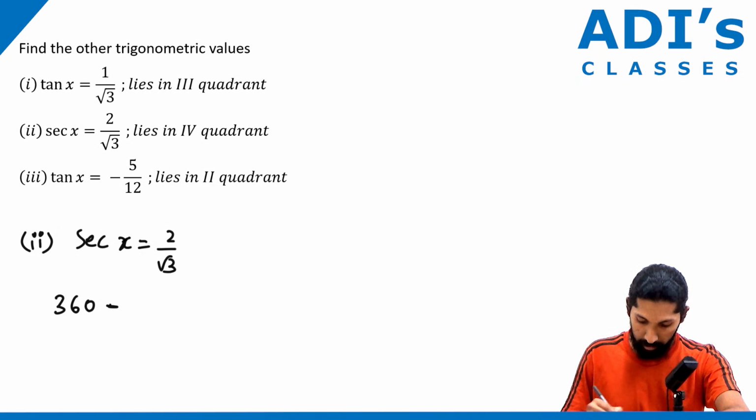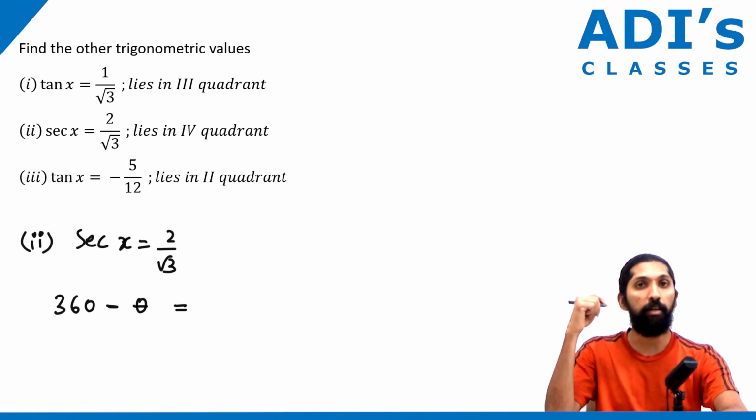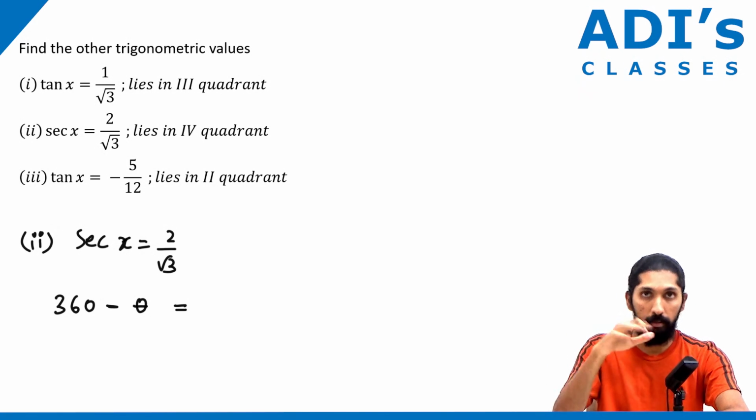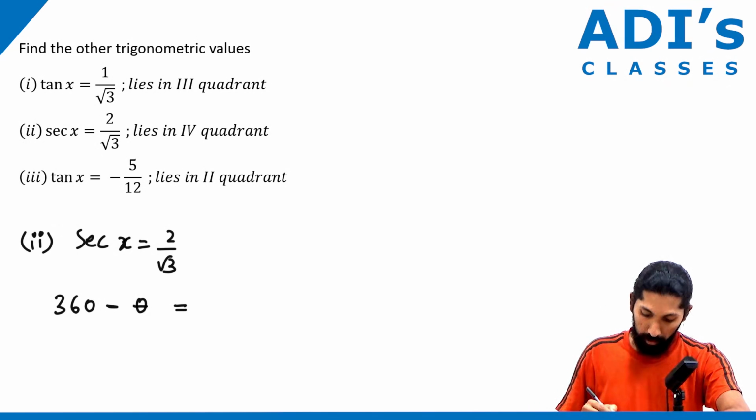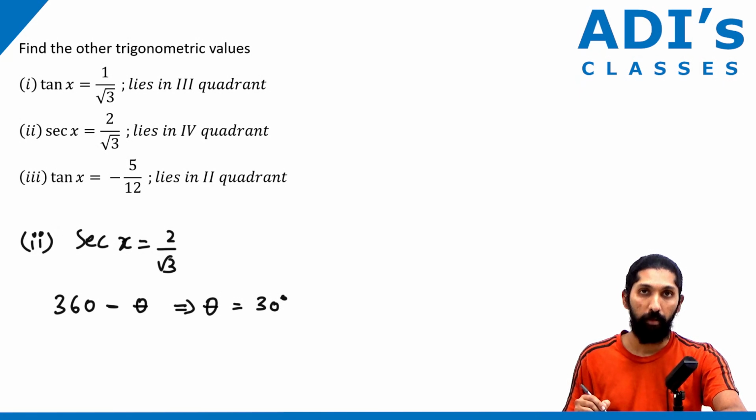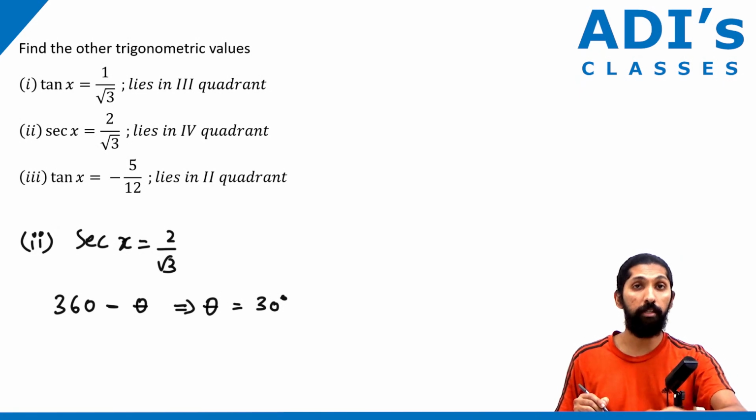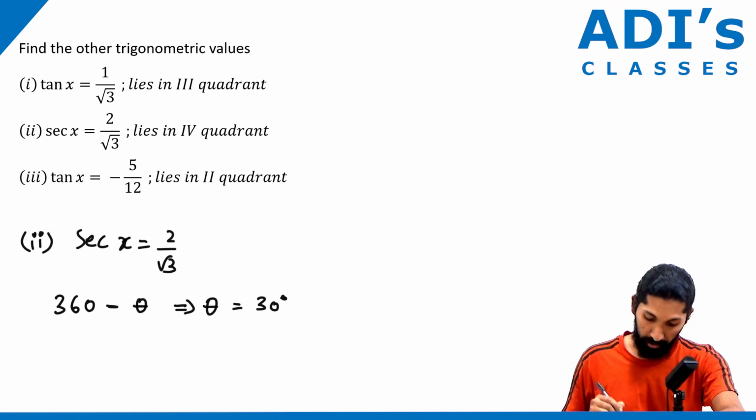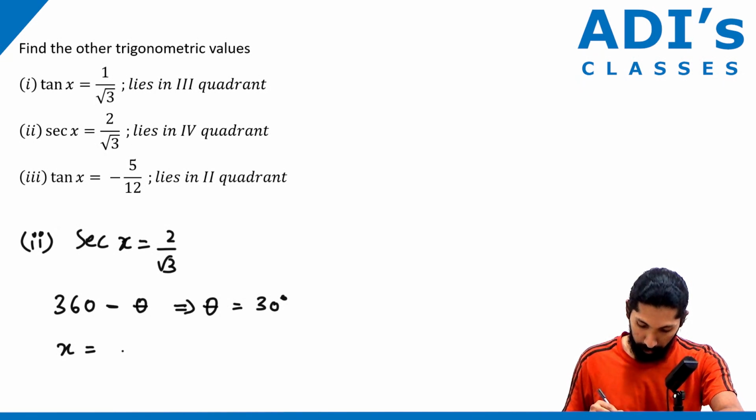360 minus some value theta. This value is equal to. Now, here, secant 30 is going to become 2 by root 3. Correct? Secant 30. That means theta value should be equal to 30 degree, right? So 360 minus 30. 360 minus 30 is what? 330. That means we can say that x value is going to be 330 degree.